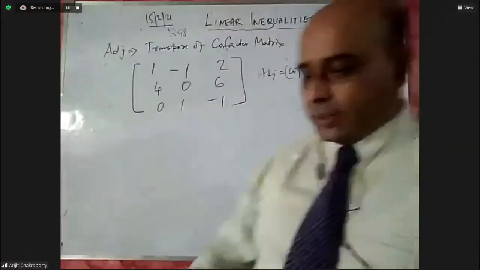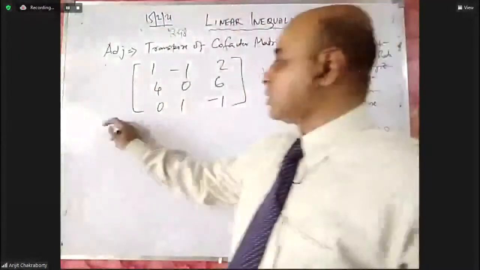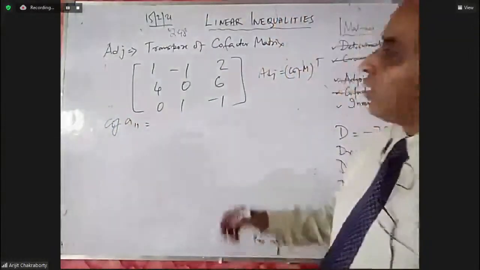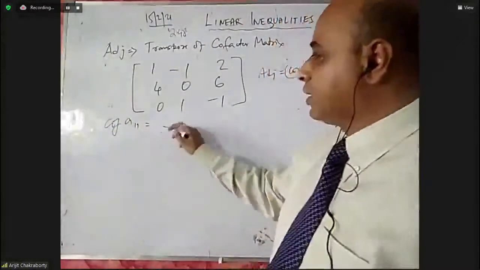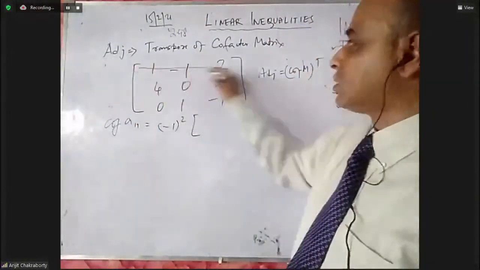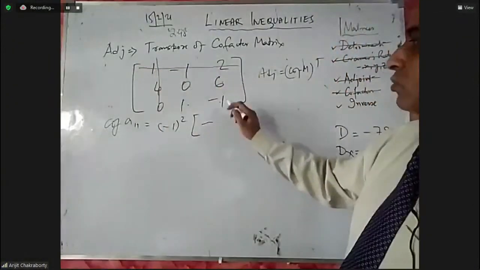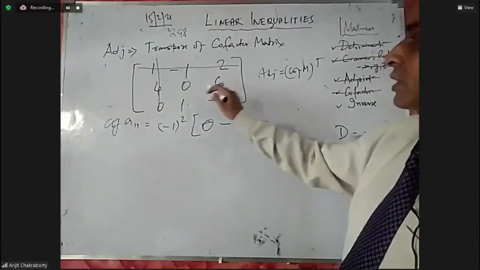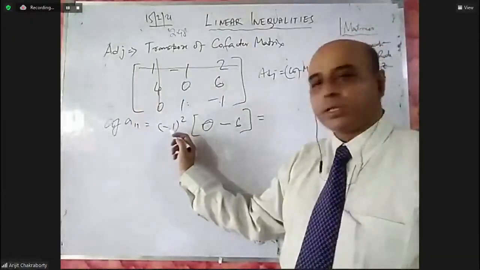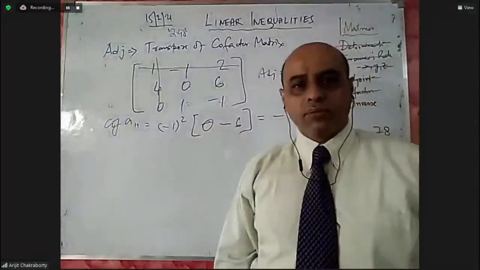So once again, for this matrix, let us work out the cofactors. First, let us take cofactor 1, 1, A11. So 1, 1 means we will take minus 1 to the power 1 plus 1, that is 2, and the first row and first column are gone. So we have 0, 6, 1, minus 1. So that is 0 into minus 1, that is 0, minus 6 into 1. So it is 0 minus 6. Minus 1 square is 1. 1 into minus 6 is minus 6. So A11 we have got.